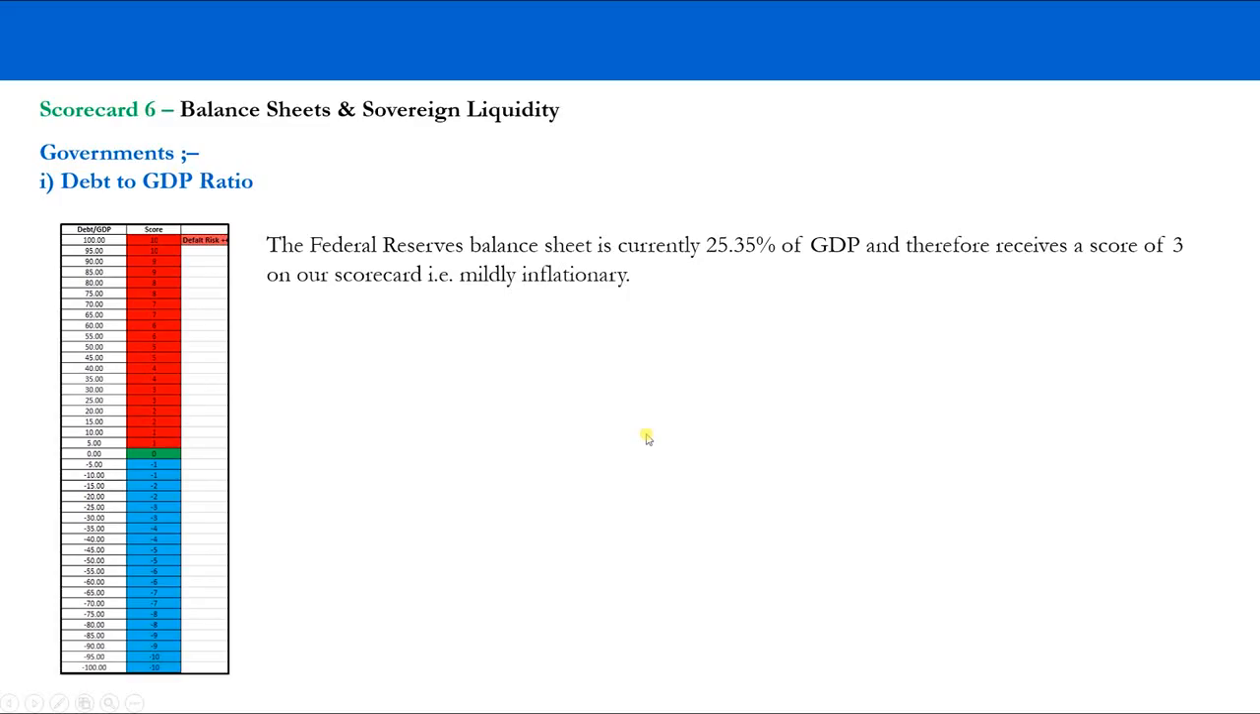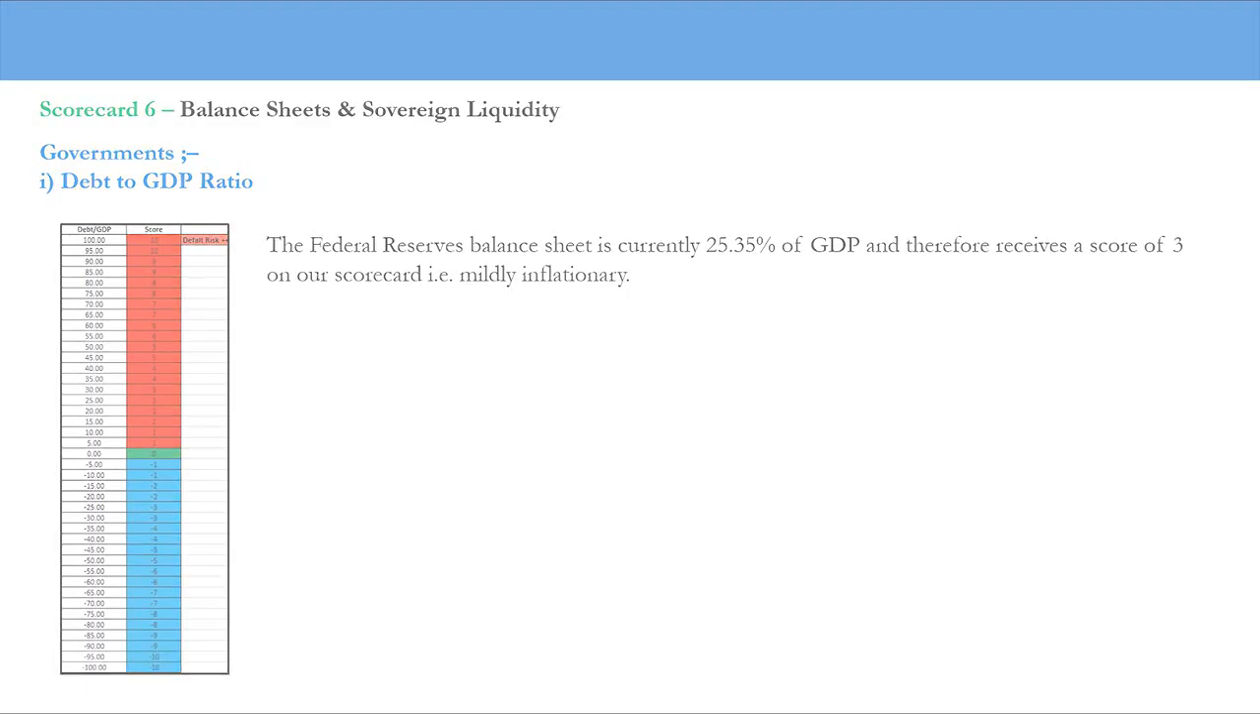Again, we have to look at this objectively. 25% debt to GDP on the Federal Reserve's balance sheet is obviously very historically high, but it has much more room, if it wants to inflate further, and the pressure is increasing to inflate further all the time, because this becomes a self-perpetuating situation. So that just about wraps it up in terms of balance sheets and sovereign liquidity. Let's go over to the desk for a quick recap.